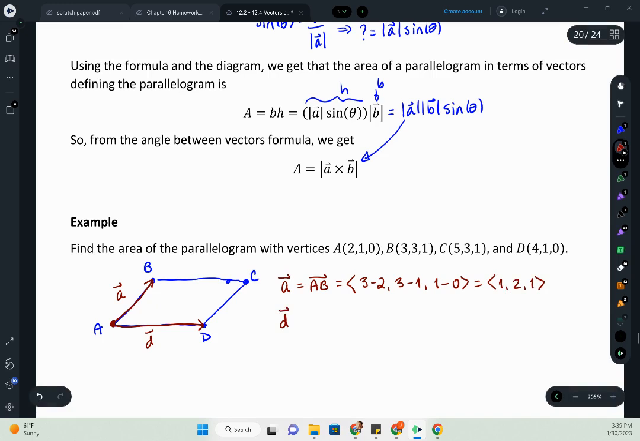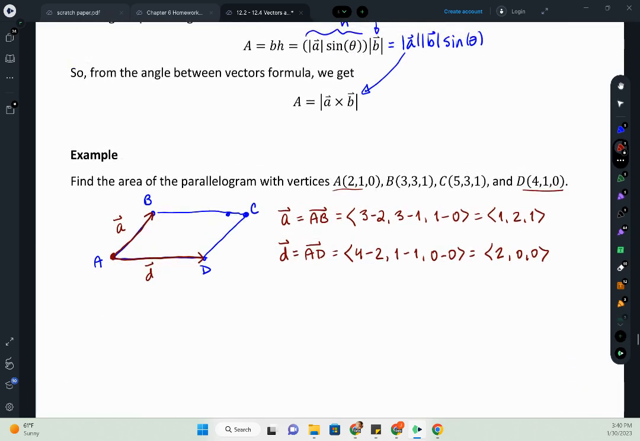My D vector is going to be the directed line segment AD, which I need to form as a position vector. So I'm looking at A and D now, and I do the same thing. I take the first component of D, which is 4, subtract the first component of A, which is 2, go to the second component, I have 1 minus 1, and then the third component is 0 minus 0. My final position vector has components <2, 0, 0>. Okay.